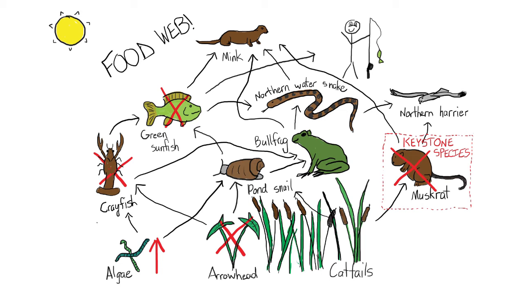Now, Mr. Mink is looking around wondering where all his food went. Muskrats are gone, sunfish are getting scarce, so pretty soon there's no more mink or northern harriers, and eventually you're left with a much less diverse ecosystem with things just like pond snails and bullfrogs and some water snakes, and unfortunately, no fish for you.